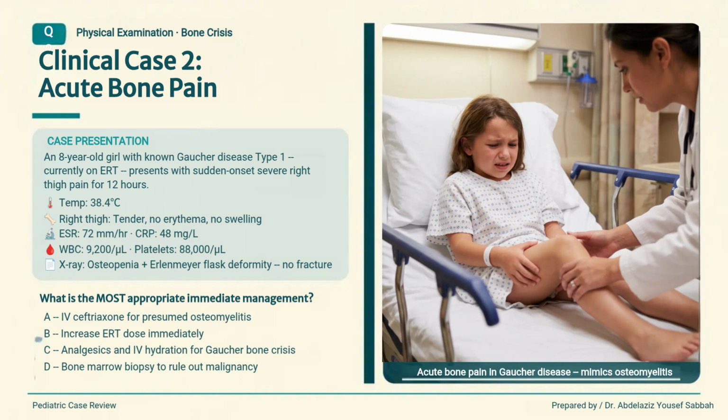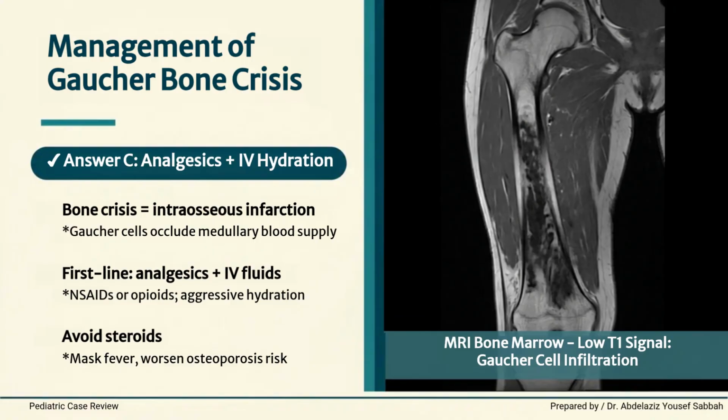What is the most appropriate immediate management? Option A, intravenous ceftriaxone for presumed osteomyelitis. Option B, increase the enzyme replacement therapy dose immediately. Option C, analgesics and intravenous hydration for a Gaucher bone crisis. Option D, bone marrow biopsy to rule out malignancy. The correct answer is option C, analgesics and intravenous hydration for a Gaucher bone crisis.